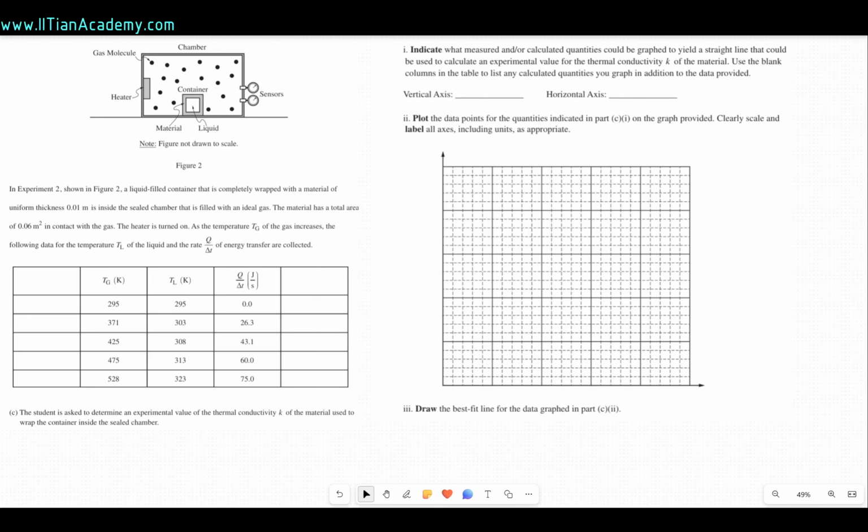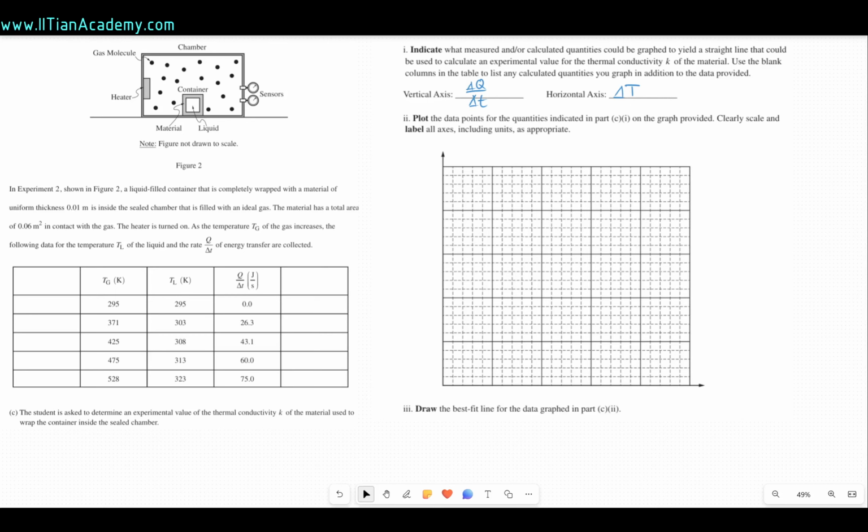And in part 1, we need to indicate what should we measure in order to determine the thermal conductivity K of the material. So what we will need to plot on the vertical axis is the rate of heat transfer, so dQ over dt. And on the horizontal axis, we will need to plot the change in temperature, so the temperature of the gas minus the temperature of the liquid. Then we will be able to use the thermal conductivity equation, which states that Q over delta T is equal to K times A times delta T over L. And like that, we will be able to determine the thermal conductivity.